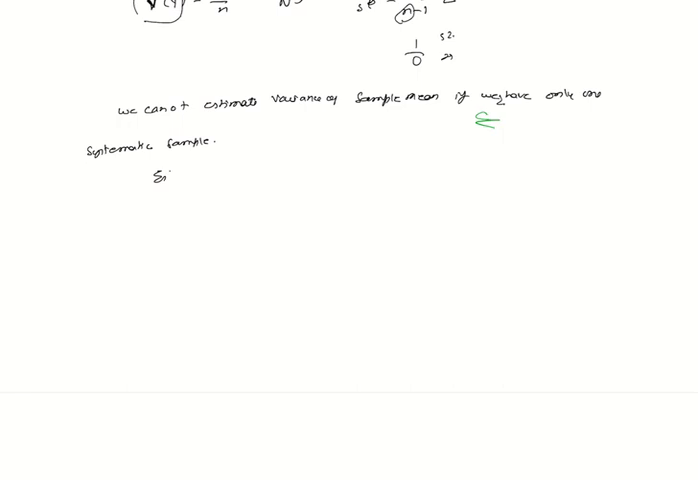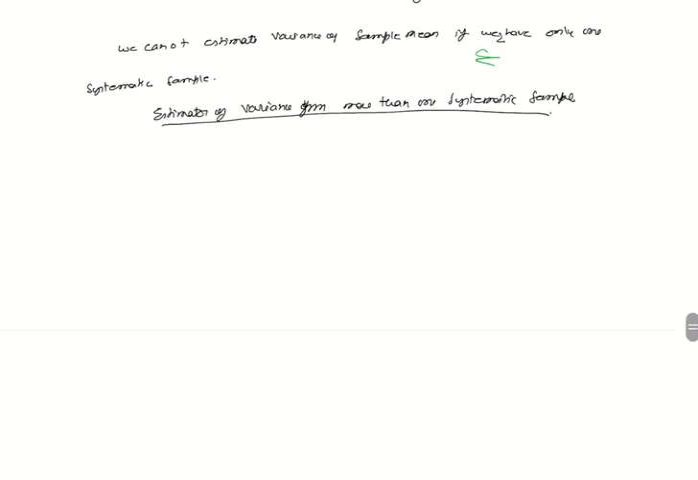So, estimator of variance from more than one systematic sample. So we have total N, and this is n times k. N is the total number of units, n is the sample size, and k is the interval, every kth unit you are taking.